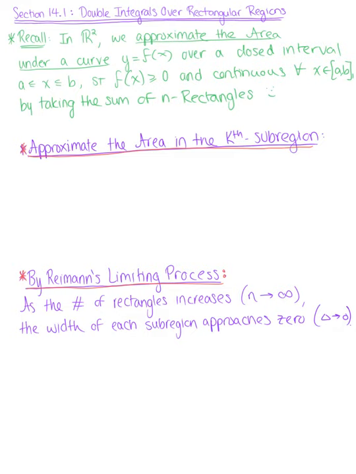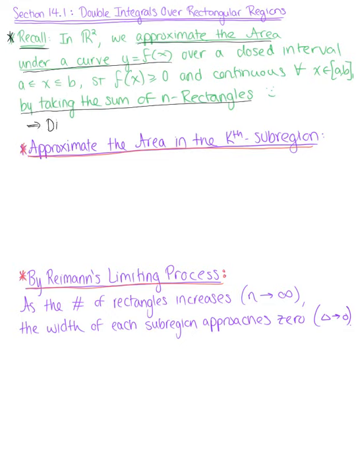In section 14.1, we are looking at double integrals over rectangular regions. So let's get started here by recalling that in R2, we approximate the area under a curve y equals f of x over some closed interval a to b, such that f of x is greater than or equal to 0 and continuous over this interval, by taking the sum of n rectangles. So let's quickly review this process.